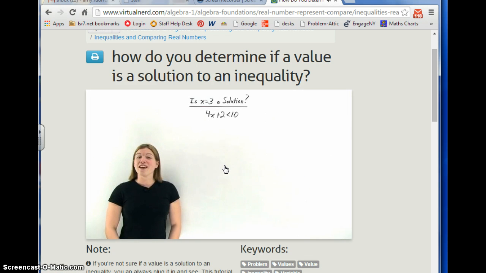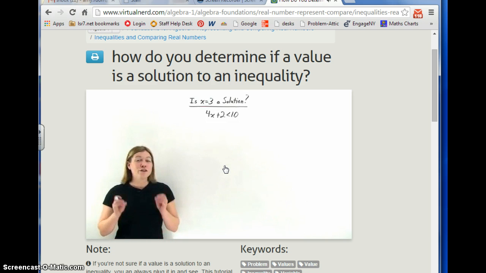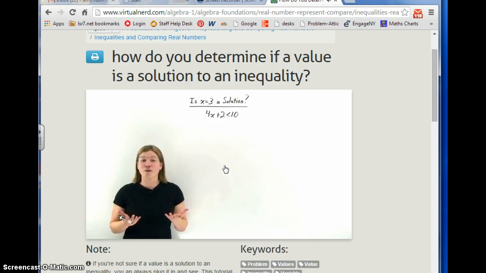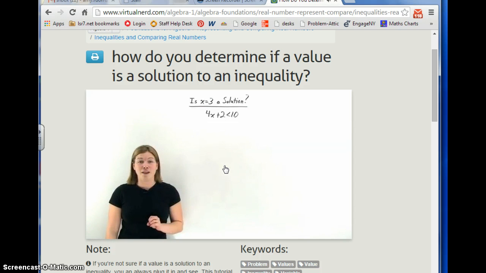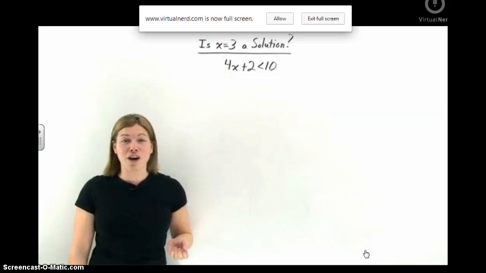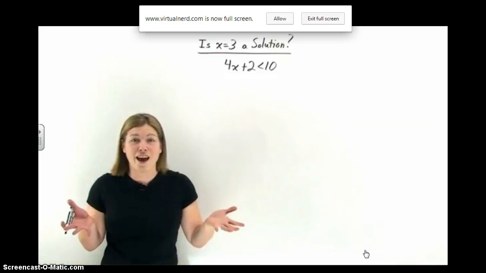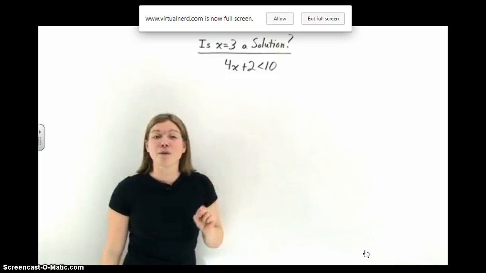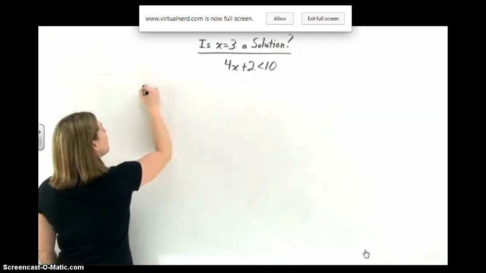Is x equals 3 a solution to the given inequality? Well, remember, a solution to an inequality is a value that when we plug it into the inequality and simplify, gives us a true statement. So, to check and see if x equals 3 is a solution to our inequality, we need to do exactly that. Plug it in and simplify and see if we get a true statement.